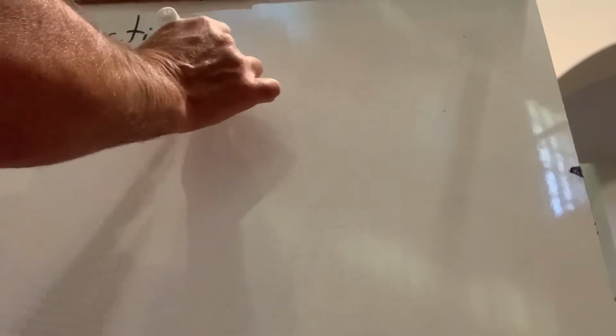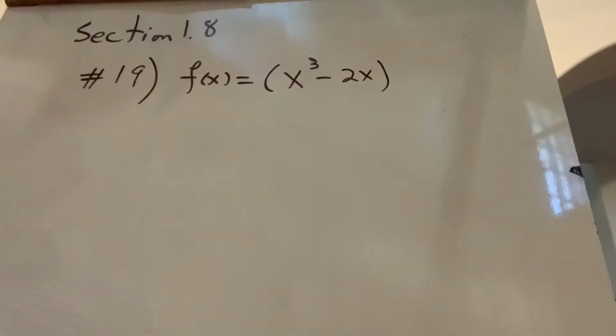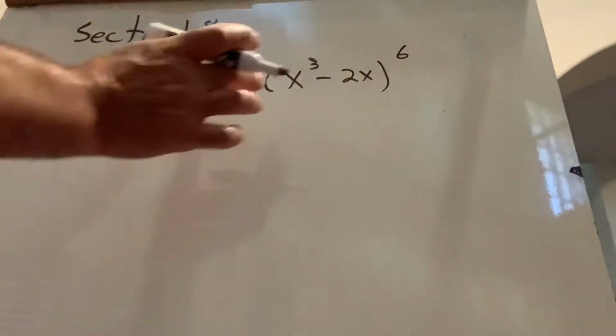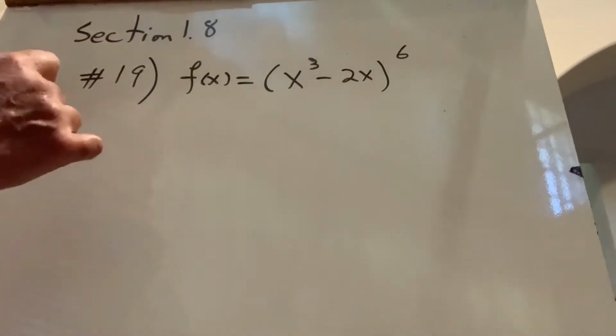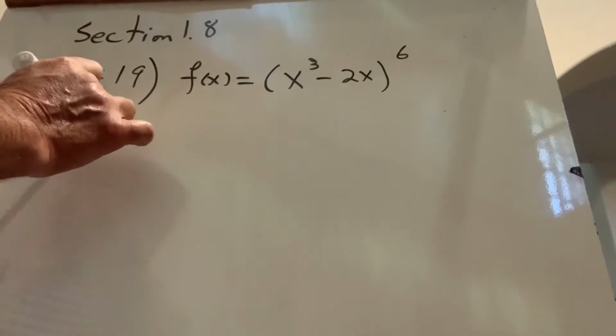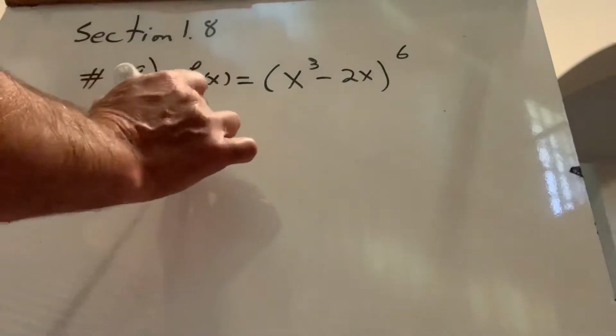So we have our function f of x is x cubed minus 2x, all raised to power 6. So obviously we learn how to differentiate these types of functions. These are where we use the extended power rule, because you have a function to a power, except now they want the second derivative. So this is f double prime. They're looking for f double prime, okay?